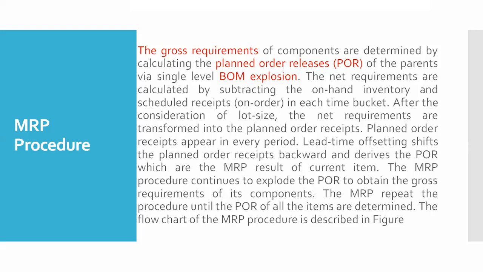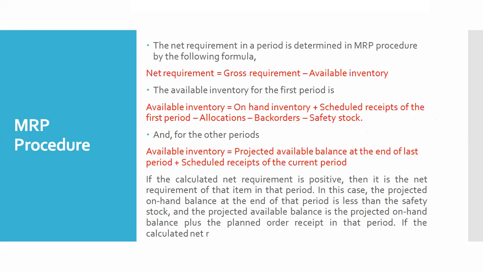So the flow chart of the MRP procedure: this is the formulation for the net requirement, that is gross requirement minus available inventory. Available inventory is on-hand inventory plus scheduled receipts of the first order minus allocations minus back orders minus safety stock, and available inventory equals the projected available balance at the end of the last period plus scheduled receipts of the current period.